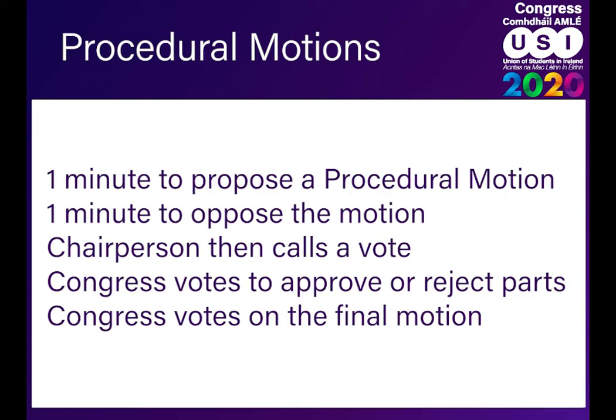The Speaker will then have 1 minute to propose this procedure. Then someone will have an opportunity to speak against the idea, and then Congress will vote on the procedure. If Congress agrees with the procedure, when it comes to the vote, the motion will be voted on twice.